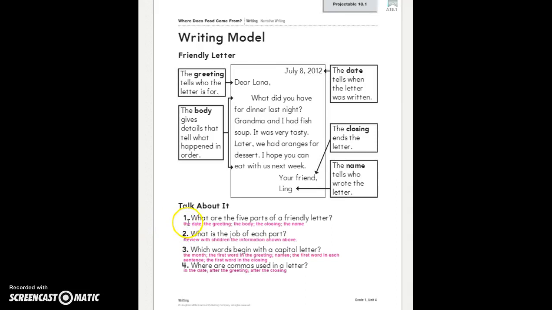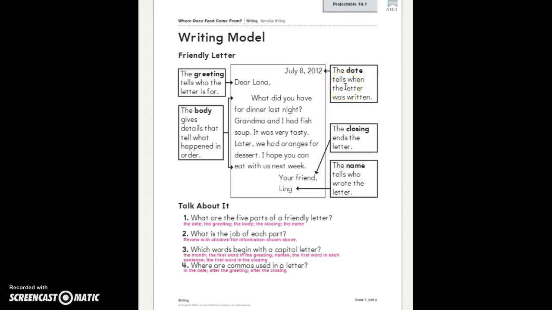Number 1. What are the 5 parts of a friendly letter? They're the 5 parts we just talked about: the date, the greeting, the body, the closing, and the name. What is the job of each part? Again, they're in these boxes right here.